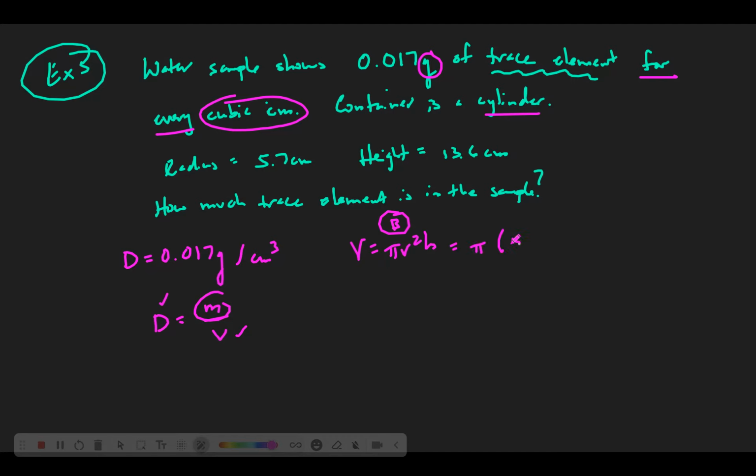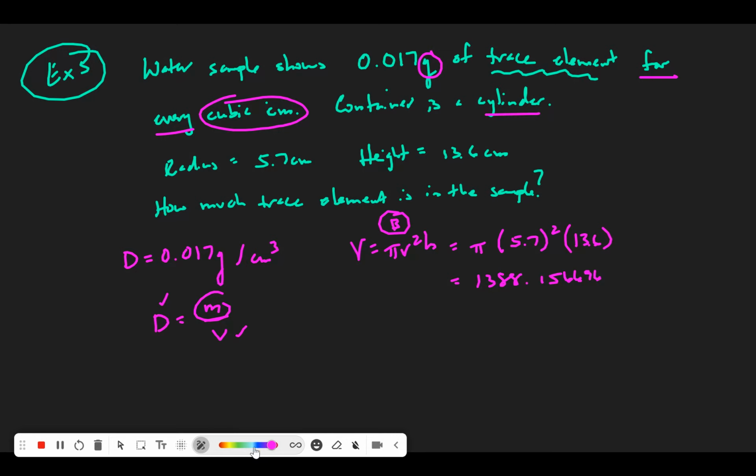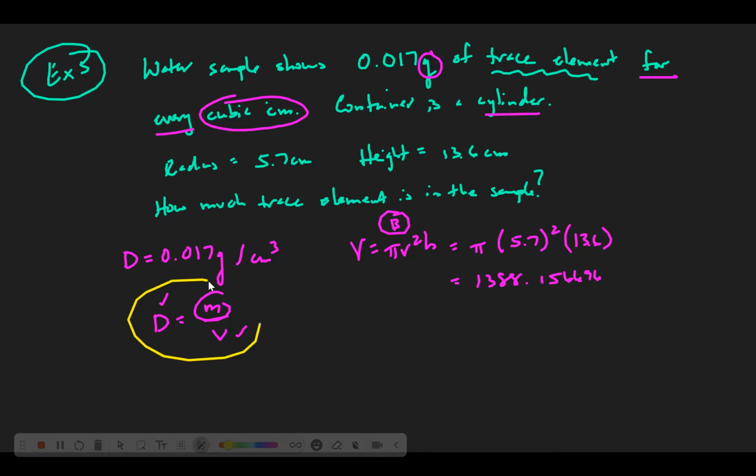So we have pi times 5.7 squared times 13.6. When I plugged that in, I got 1388.156696. And again, I'm not going to round, leave that alone. So now I'm going to take this formula right here. My density is 0.017 equals the mass we're trying to find over my volume, which is 1388.156696. And what we're going to do is multiply both sides by 1388.156696.